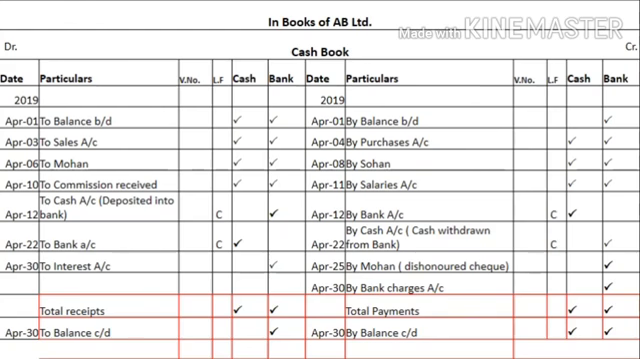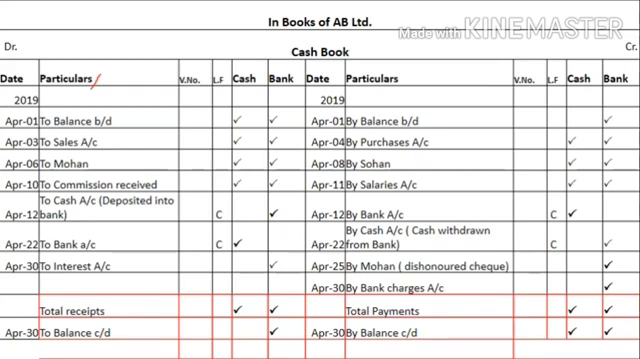This is the format of double column cash book. On the debit side there will be a total of 6 columns. Date, second column will be there for particulars, or you can also write down receipts.